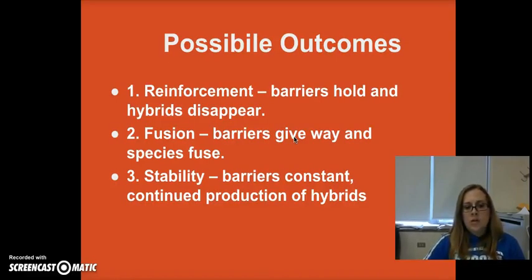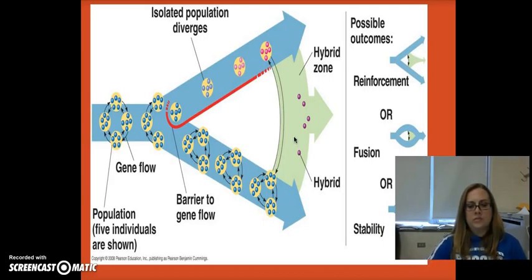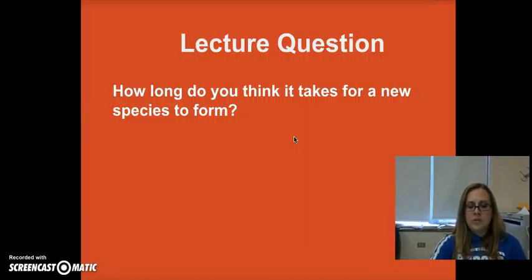So we can have 3 possible outcomes. We can have reinforcement, which means that the barriers will hold and the hybrids will eventually disappear. So maybe they suffer from hybrid breakdown and they don't compete as well as the original 2 species. You can have fusion, and this is where the barriers are going to essentially give way, and the species will fuse together because they're not different enough. So those isolation barriers don't work. Or you could have stability. And that means that the barriers are constant. However, because you have that area of overlap, although the barriers are constant, you still are going to be producing hybrids. Okay, so again, you have reinforcement, fusion, or stability.